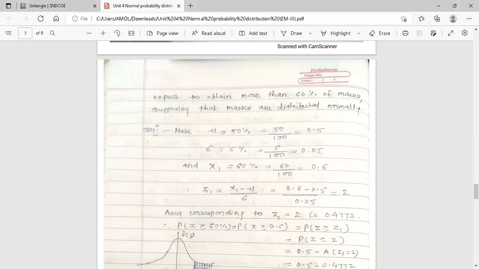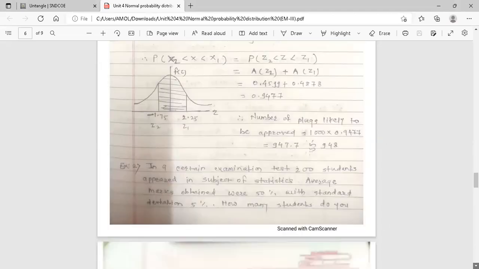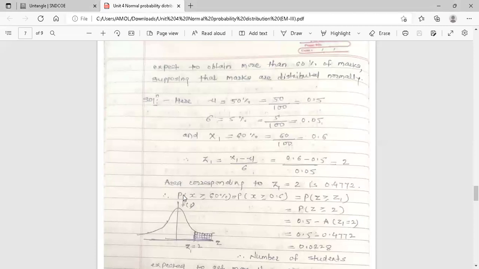Now see, what is the question? How many students do you expect to obtain more than 60% of marks? It means we want the probability that x is greater than 60%. 60% means 60 upon 100, which means 0.6. Find the probability when x is greater than 0.6. We have converted x in terms of z, so you find the probability when z is greater than z1. But z1 is 2.